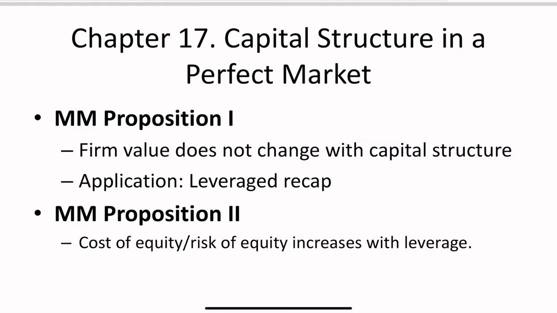MM proposition 1 basically says firm value does not change with your capital structure. That is A equals D plus E. And we know that no matter what is your debt versus equity, this A, that is the value of the firm, would stay the same.